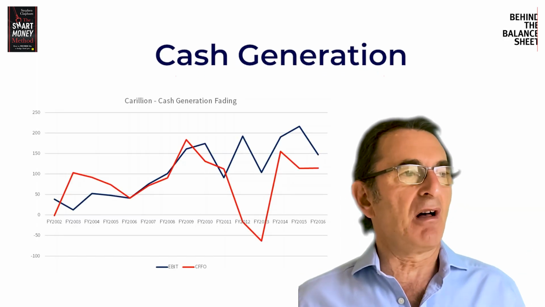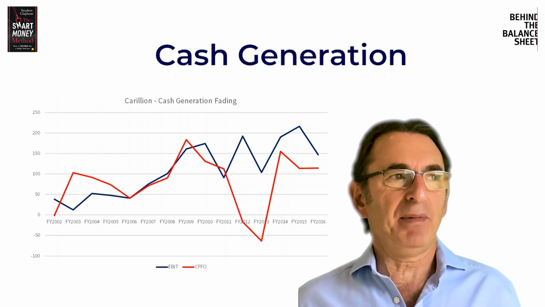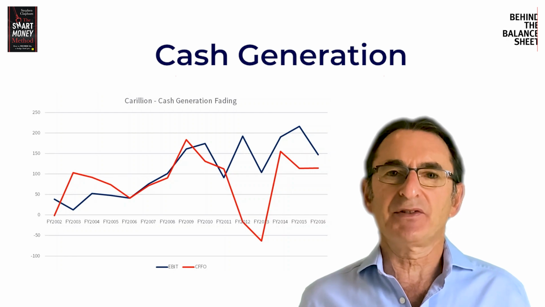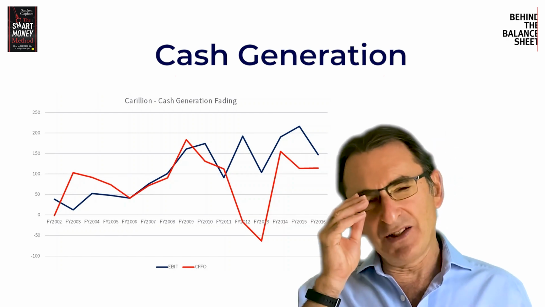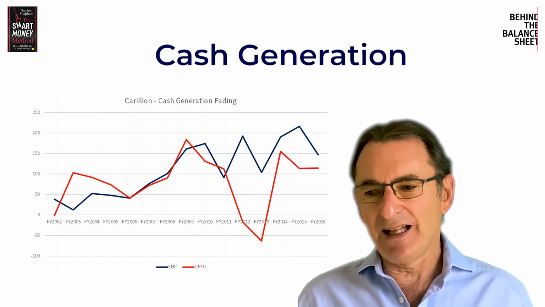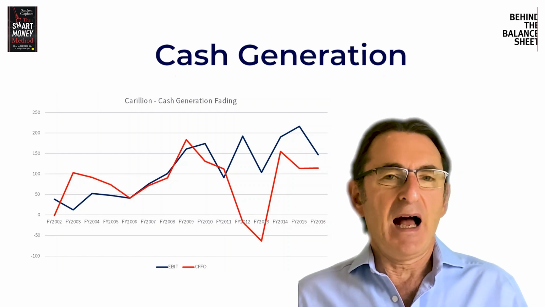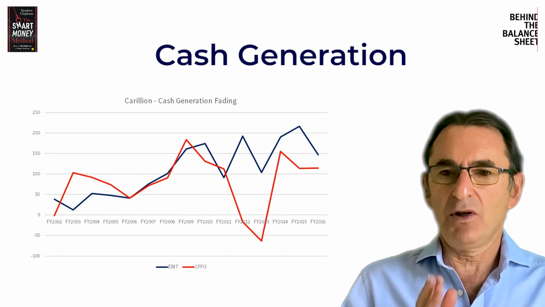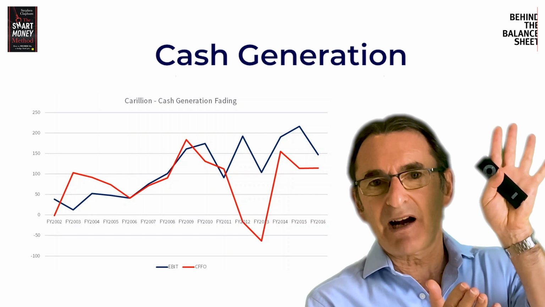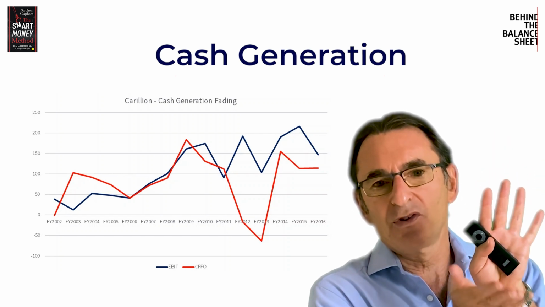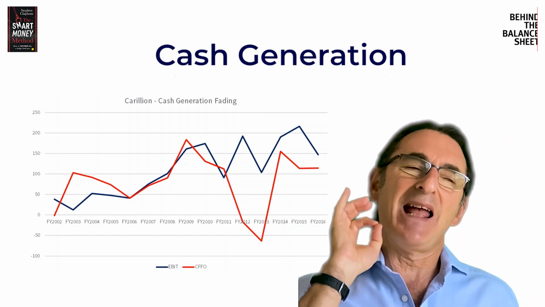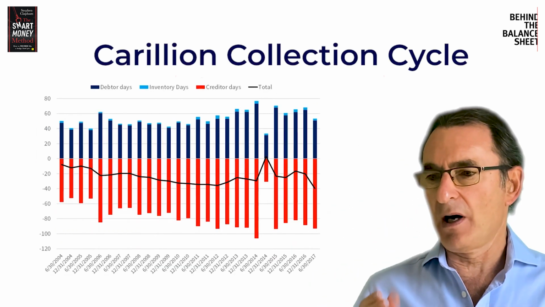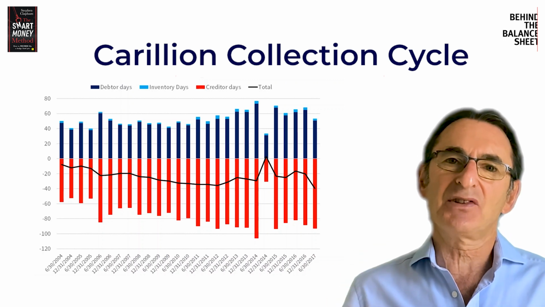You can see on the slide that what I've done is I've compared Carillion's cash from operations with its earnings. And you can see that the two lines track each other quite closely. And then there starts to be a divergence. And this is the sort of pattern that you want to look for. So you want to look back in time and you want to look for a pattern in which the earnings carry on going up and the cash flow starts to go down. That is a classic warning signal. And it should have been obvious in the case of Carillion, where it's got a very negative collection cycle.